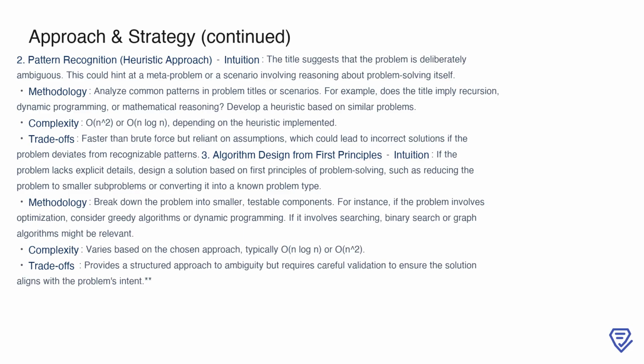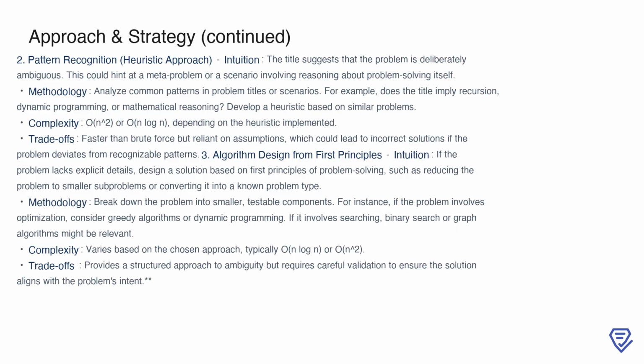Another option is algorithm design from first principles, where we focus on core problem-solving techniques. Here, the goal is to reduce the problem into smaller, testable subproblems or convert it into a well-known problem type. For example, optimization tasks might point us toward greedy algorithms or dynamic programming, while search problems could involve binary search or graph algorithms. This strategy typically balances structure and adaptability, though it requires careful validation to ensure alignment with the intended problem.